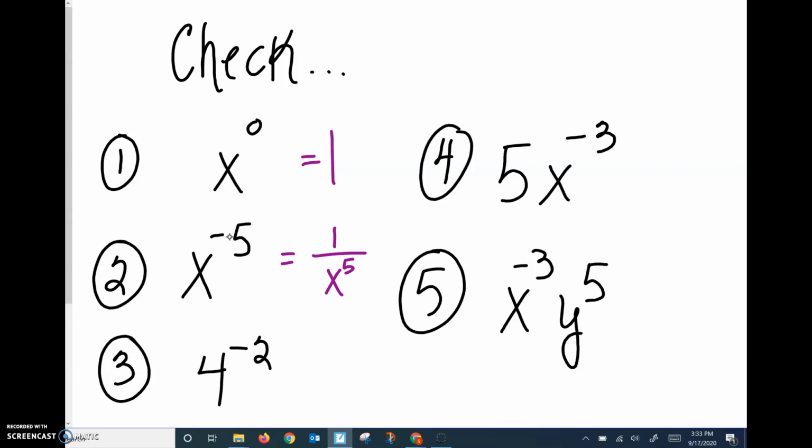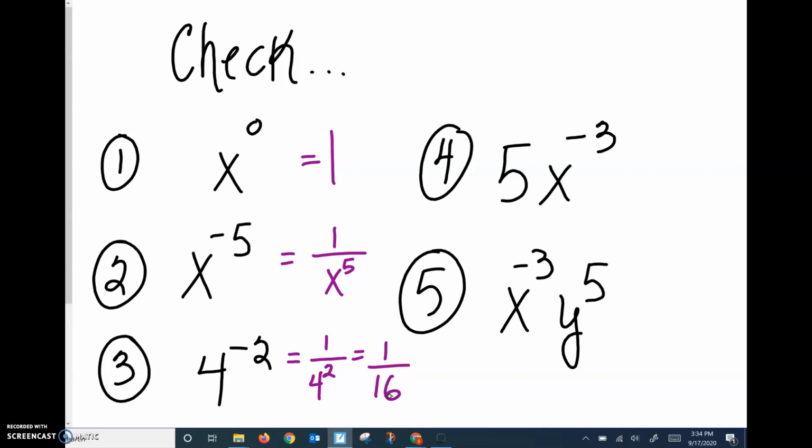All right, number 3, what's wrong with that is that it has a negative 2 as an exponent. So when we rewrite that, mathematicians want us to write it as 1 over, and we have the base of 4, and the exponent is a negative 2 now, and remember when we rewrite it, it's going to be a positive 2. So 4 squared, so we have 1 over 16.